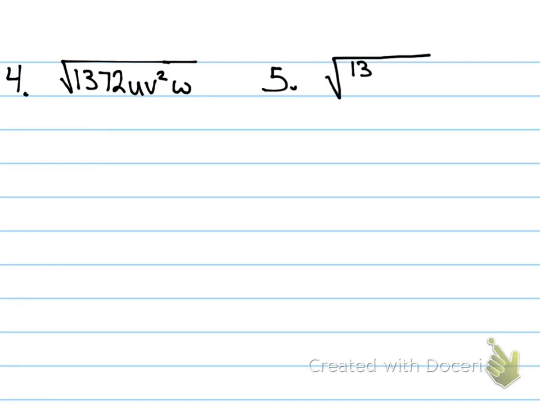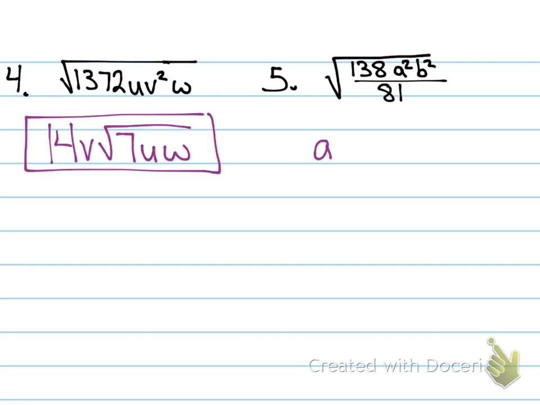Number 4 and 5, simplify the expressions. Remember, we're pulling out perfect square factors. So to find that for the number part, what's the square root of 1372? Okay, very good. Now, are there any variables that I could pull out? The v, because v is squared, so I can pull out one of my v's, and I get 14v times the square root of 7uw. I leave the other 2 underneath.